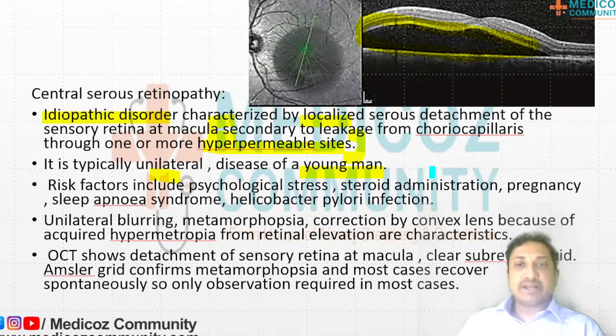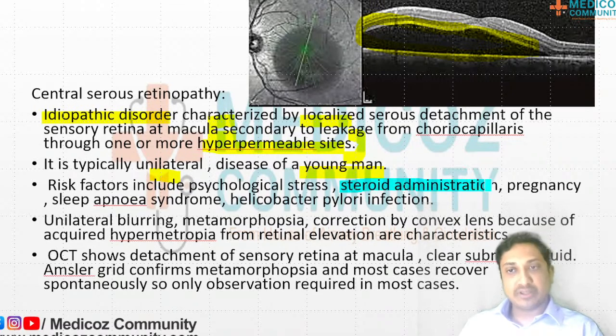So you must remember that a type A personality or a patient who is on steroids, if he presents to your OPD with such symptoms, you should think of CSR. There is unilateral blurring, metamorphopsia, correction by convex lens.